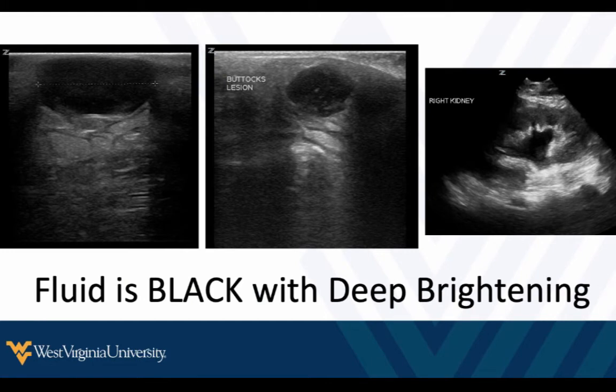Fluid is generally black, and everything behind it should look brighter. Here are some examples, some abscesses. This is fluid in an abscess, and you can see how everything is brighter behind it. That's called posterior acoustic enhancement, or you can just say it's bright behind the fluid. If you see something that looks like fluid, but it doesn't get bright behind it, then there's a chance it's not fluid. So look for not only the blackness of the fluid, but the brightening behind it.